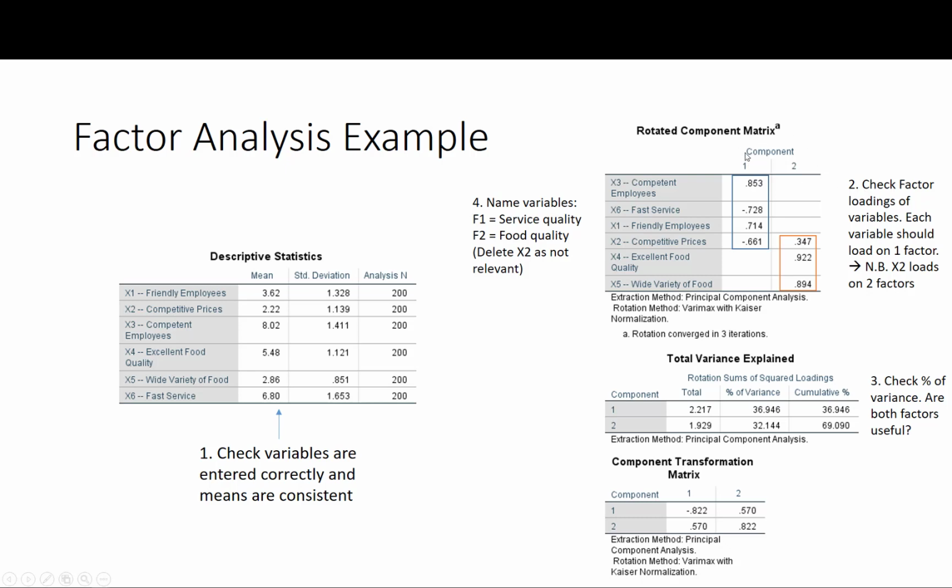SPSS calls a factor a component, and we see that in our exploratory factor analysis we have two different factors. So x3, x6 and x1 are clearly only loading on factor 1. x4 and x5 are clearly only loading on factor 2. However, we do have an issue with x2, competitive prices, loading across two factors. So what we can say is that we have two factors, and I can name the factors based on the variables that are included within each factor. Factor 1 includes competent employees, fast service and friendly employees. So I think these items relate to a construct that I am calling service quality. X4 and X5 seem to relate to food because one's excellent food quality and the other one is wide variety of food. So I'm going to call this second factor food quality.